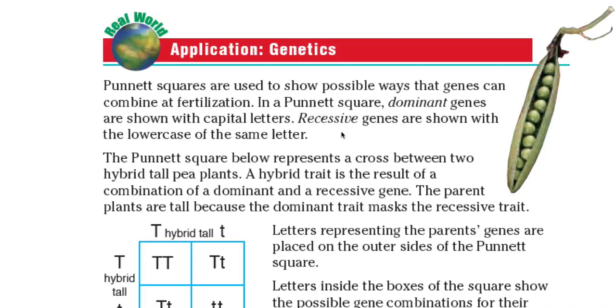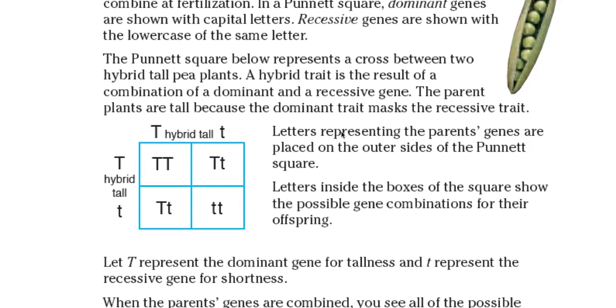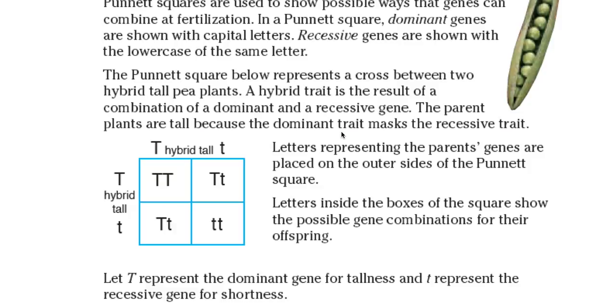So in a Punnett square, dominant genes are shown with capital letters, recessive genes are shown with lowercase of the same letter. The Punnett square below represents a cross between two hybrid tall pea plants. A hybrid trait is a result of a combination of a dominant and a recessive gene. Parent plants are tall because the dominant trait masks the recessive trait. Letters representing the parent's genes are placed on the outer sides of the Punnett square. Letters inside the boxes of the square show possible gene combinations for their offspring.